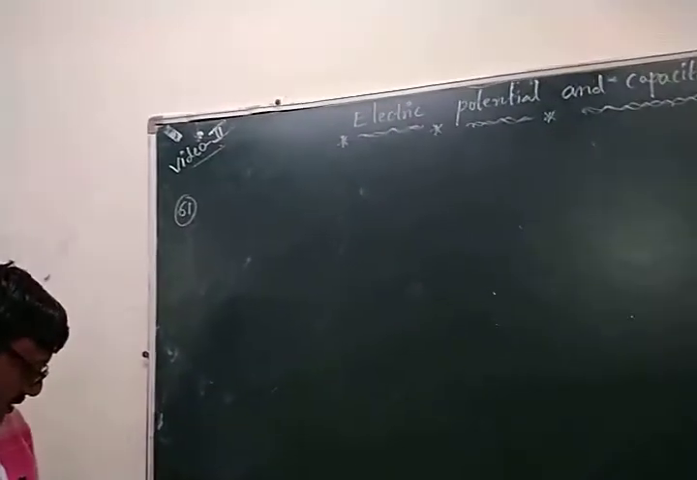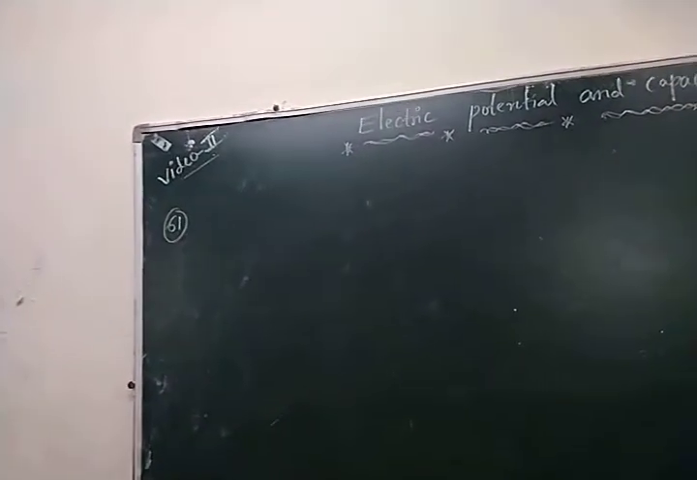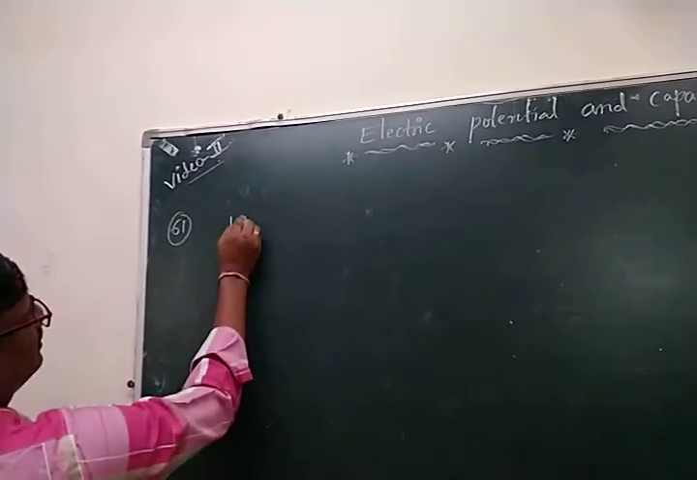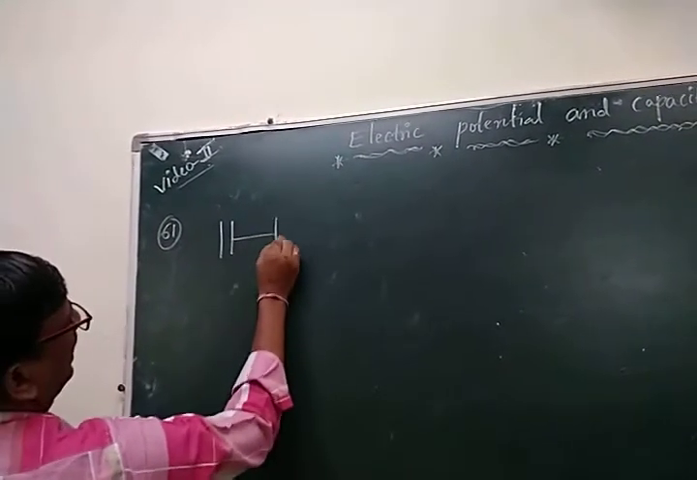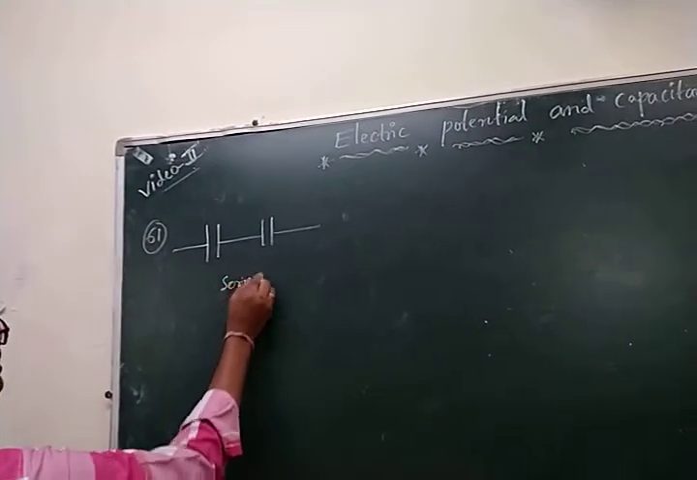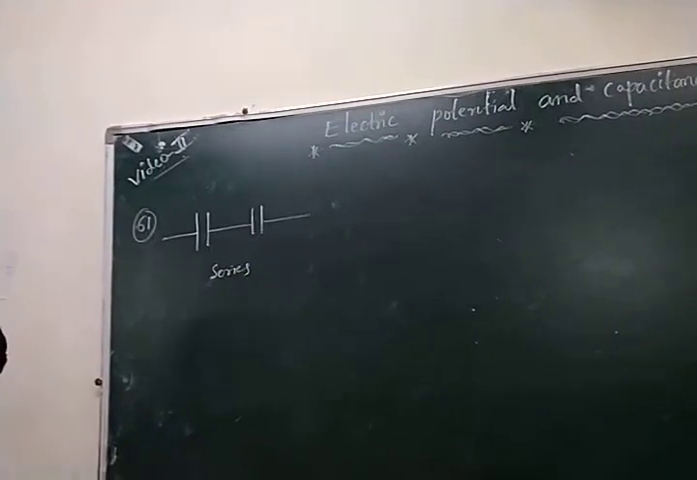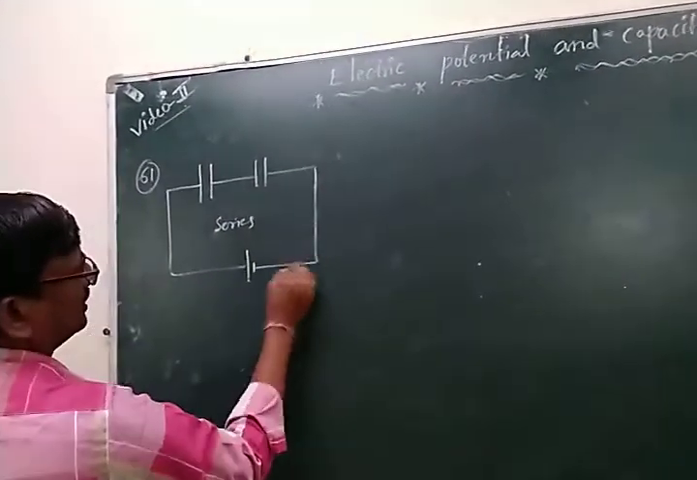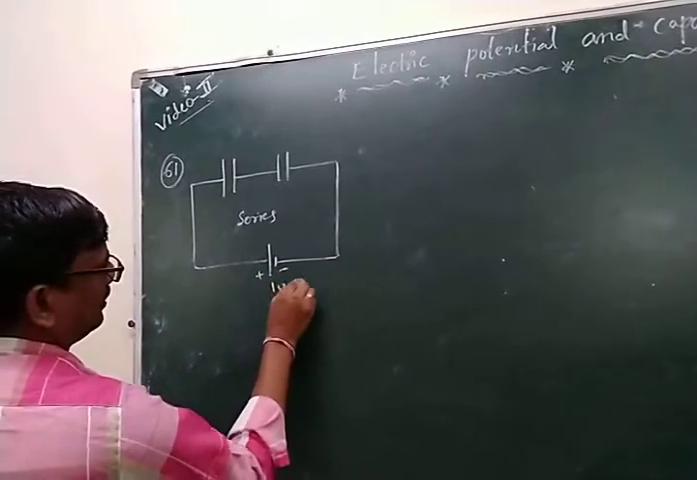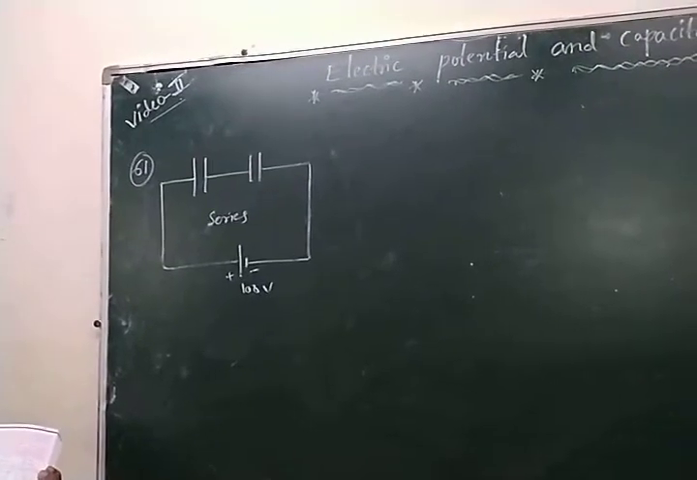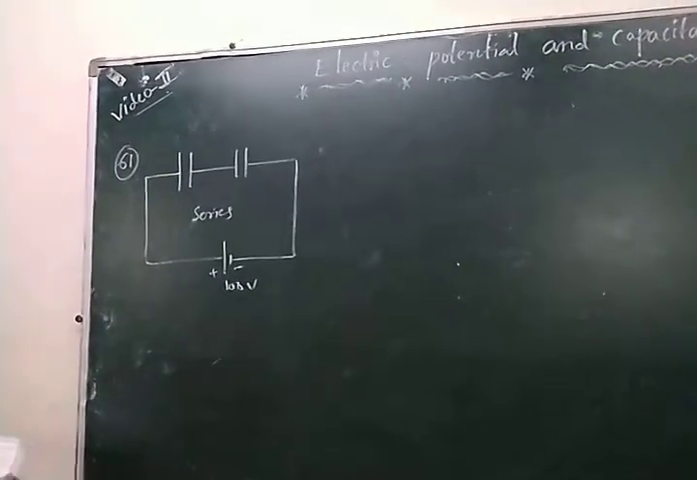See the question number 61. Two identical parallel plate capacitors are joined in series. This is the first parallel plate capacitor and the second one, joined in series. This is the series combination, attached to a 100 volt potential, that is, the battery is 100 volts. Now a dielectric with K equal to 4 is introduced between the plates of the second capacitor.